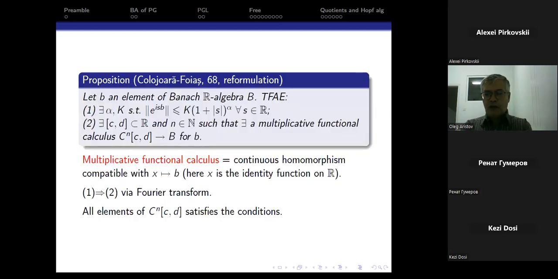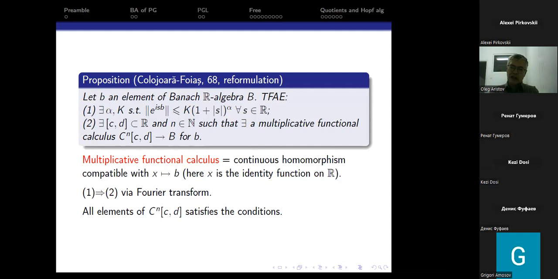So this proposition is a reformulation of a result of Pytlik and Fouries, that for an element b of a Banach algebra over the real numbers, these two conditions are equivalent. First is that the norm of the imaginary exponential of the element b, here s is a real number, has polynomial growth.